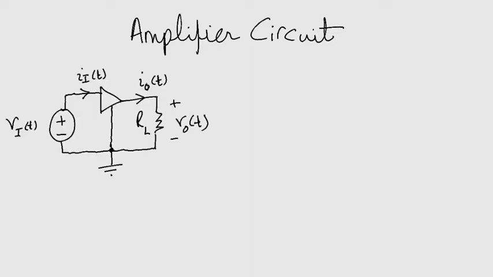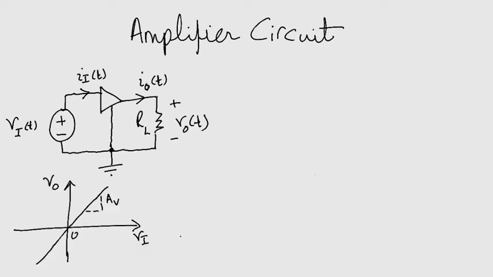Here is an example of a voltage amplifier. The input fed is the signal Vi, and the amplifier is connected to a load resistance RL. This figure shows the transfer characteristic of this linear voltage amplifier having gain AV.